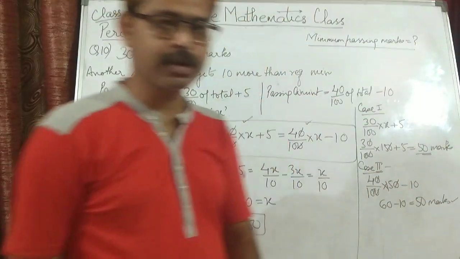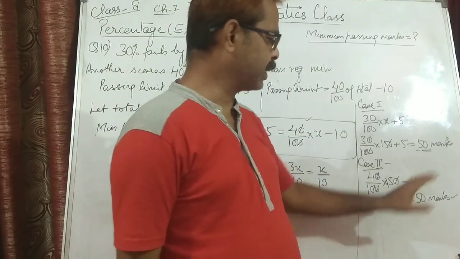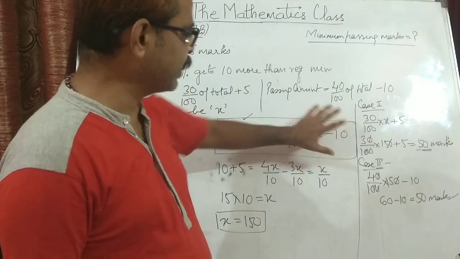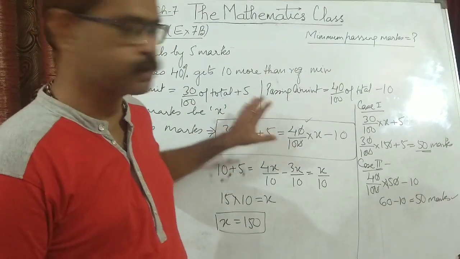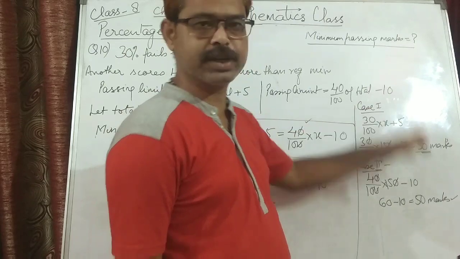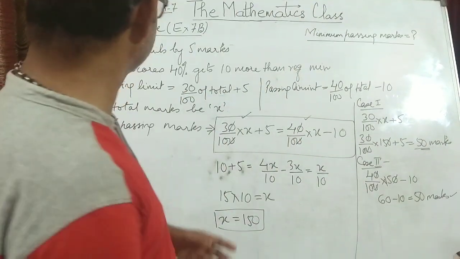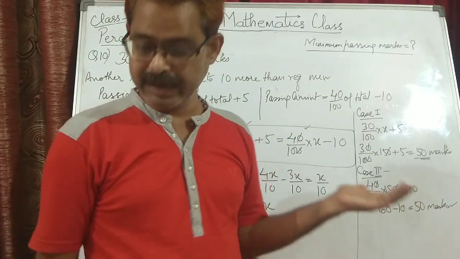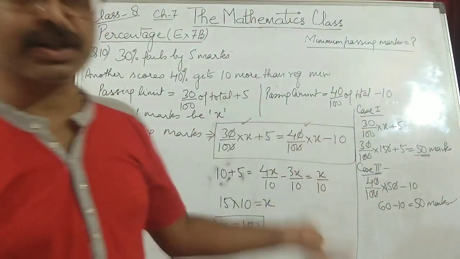I have only shown you that you can either get the value from this part or you can get the value from this part. You can solve any of the first case or the second case. So now we move on to the next question, that is the 11th question or the last question.